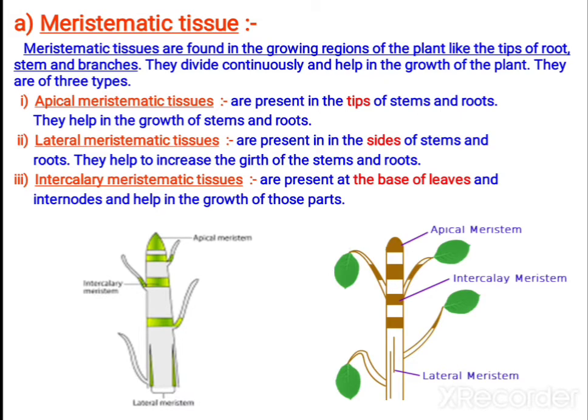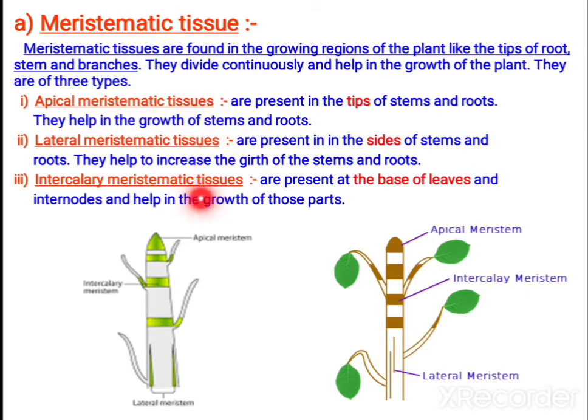So first let us study meristematic tissue. So what is a meristematic tissue? This is the growing tissue. It is found in the growing regions of the plant. Maybe the tip of the root or the tip of the shoot or branches, wherever it is a growing region, it is present. It divides continuously and it helps in the growth of the plant. That's why these are all growing tissues. So it can be classified into three types, that is apical meristem, lateral meristem and intercalary meristem.